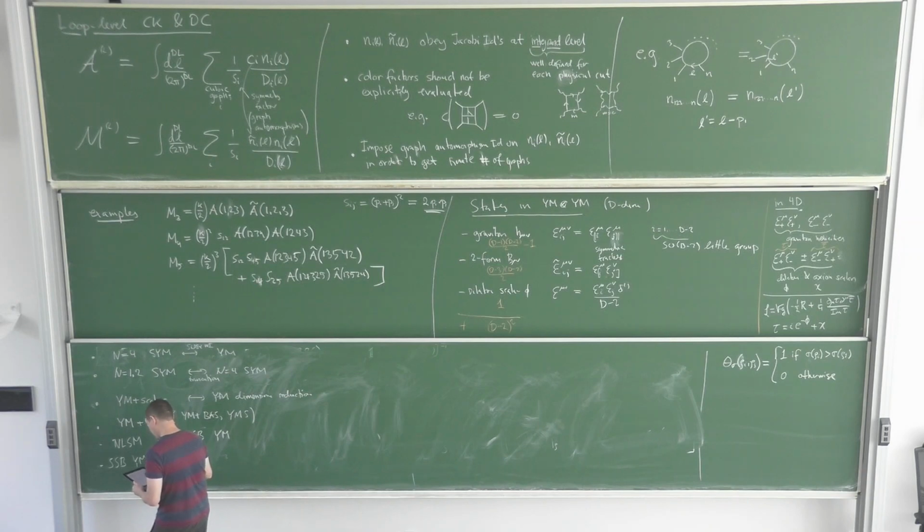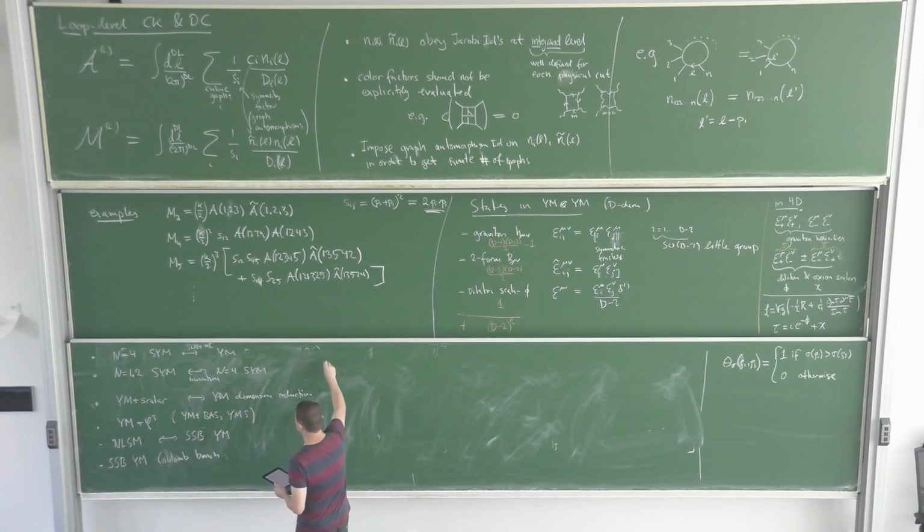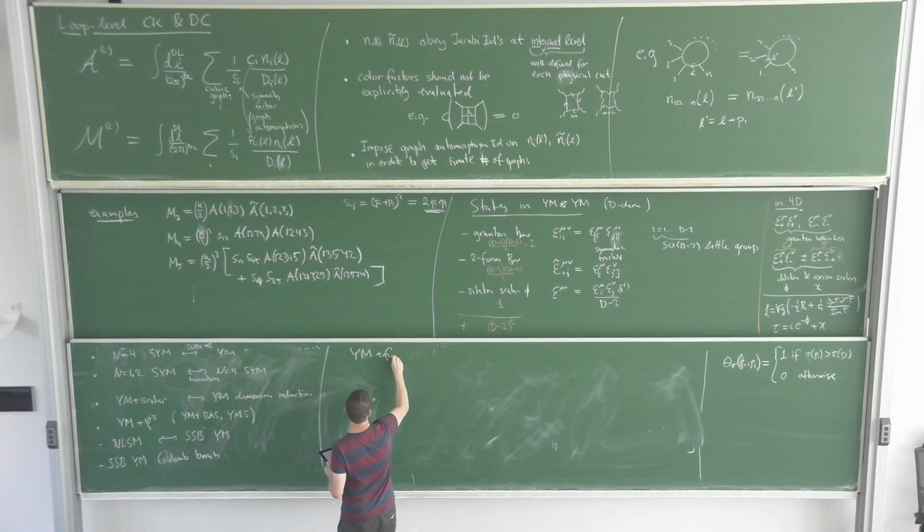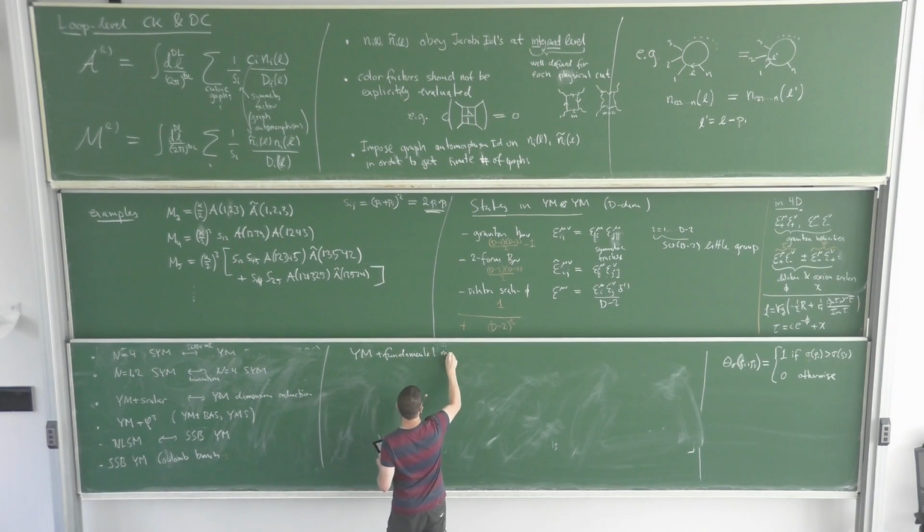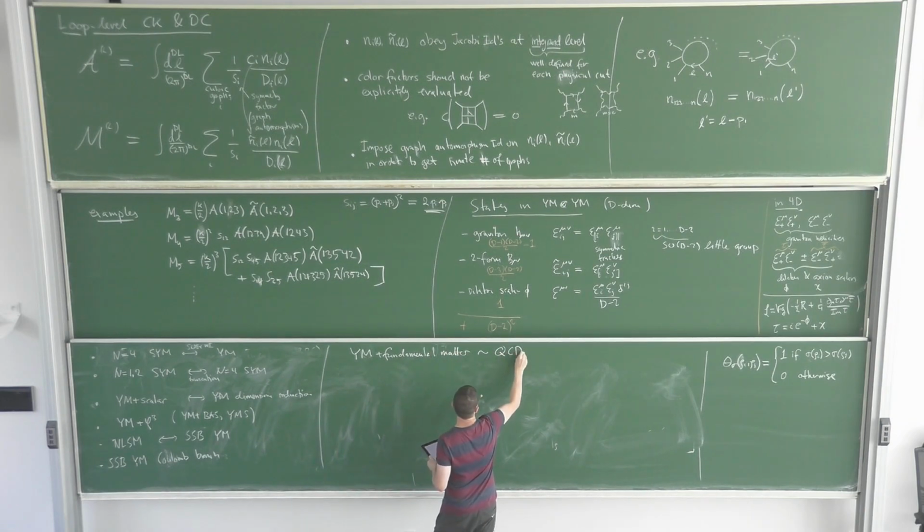Can never spell Coulomb for some reason. So if you take N=4 super Yang-Mills on the Coulomb branch, that also works. You can also do Yang-Mills plus fundamental matter, which is basically some version of QCD.